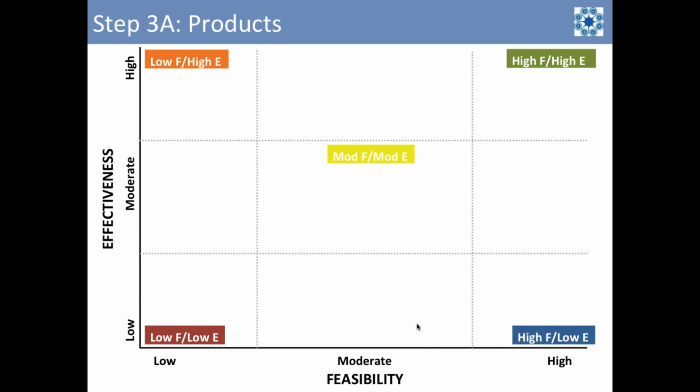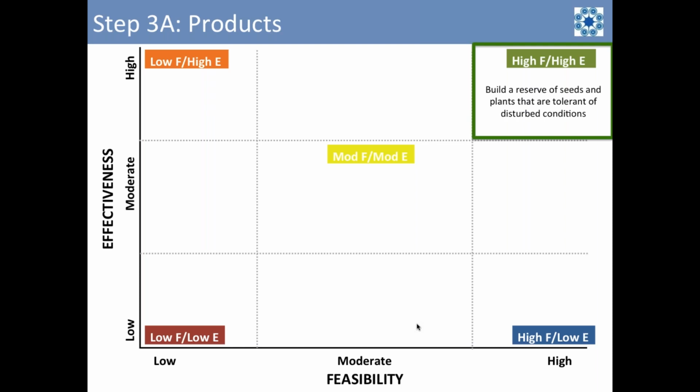So the last summarization of the set of adaptation actions allows us to visualize the relative effectiveness and feasibility of each action. So on this graph, on the x-axis along the bottom, we've placed the actions from low feasibility to high feasibility, and on the y-axis from low effectiveness to high effectiveness.